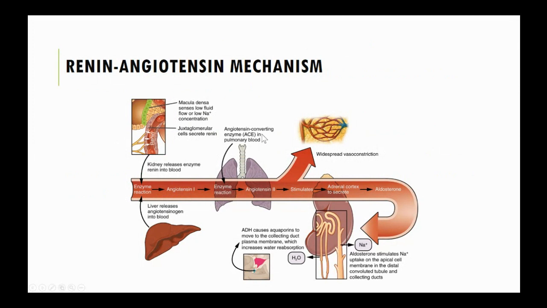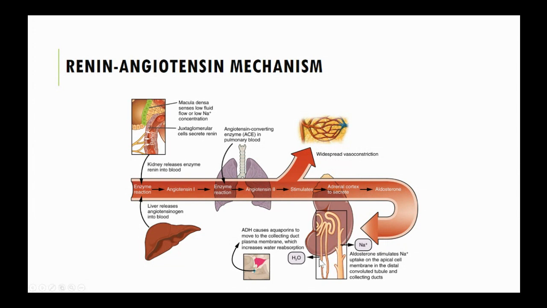Angiotensin converting enzyme is within our lungs, and so we're going to get another enzyme reaction, and we're going to convert to ANG2. ANG2 is going to cause widespread vasoconstriction. But we're also going to stimulate our adrenal cortex to secrete aldosterone. Remember, aldosterone is going to stimulate our sodium uptake on our apical cell membrane into the distal convoluted tubule and collecting ducts. And this is new, we're going to have ADH. ADH is antidiuretic hormone. An antidiuretic hormone is going to cause aquaporins to move to the collecting duct.